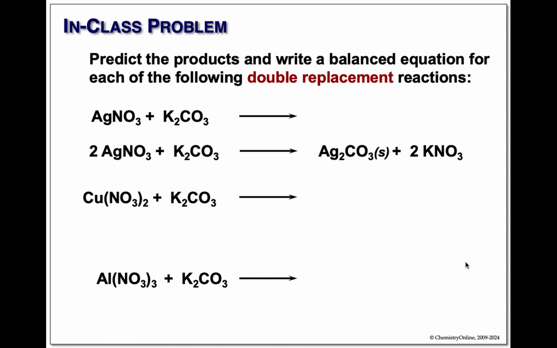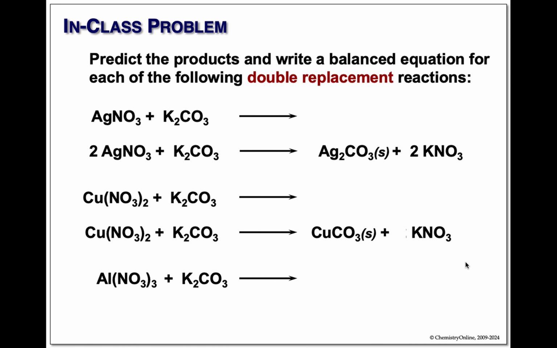Copper nitrate, potassium carbonate. Carbonate will pair with the copper and form a precipitate. Now, are we balanced? Nope. We have 2 potassiums, we have 1. We have 1 copper, 2 nitrates, 2 nitrates. I think we're good.